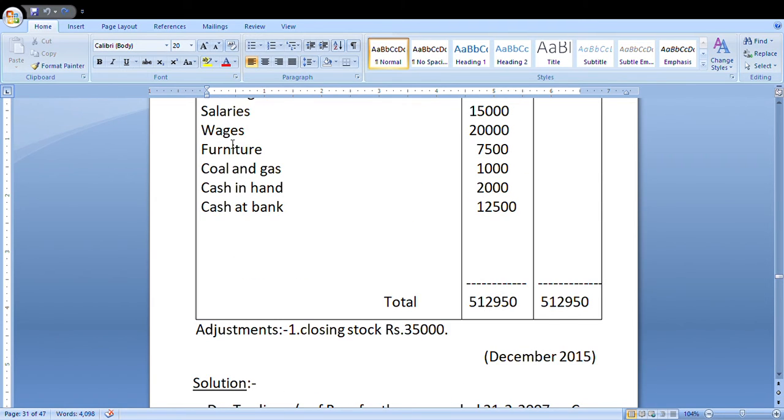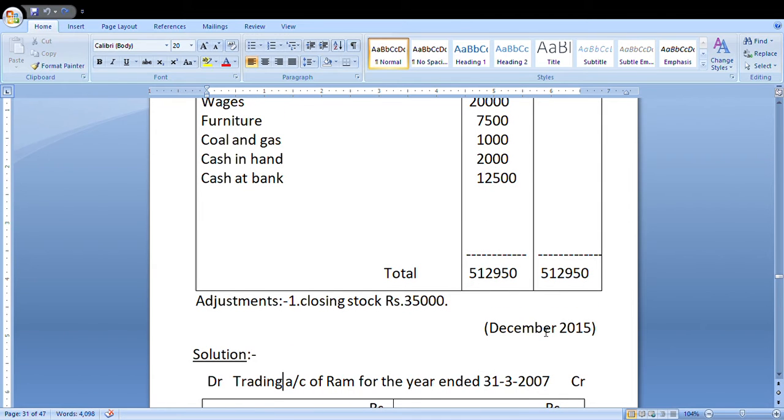Next, wages already enter the trading account. Furniture is an asset, enter in the balance sheet, asset side. Coal and gas already enter the trading account. Cash in hand is an asset, enter the balance sheet, asset side. Cash at bank is also an asset, enter the balance sheet, asset side. All these items are over.